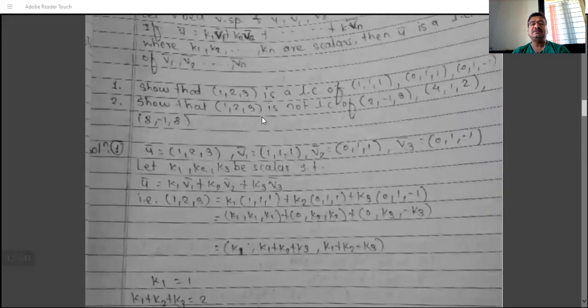And if the system is consistent, then the system has a unique solution or infinitely many solutions. In both cases we say U bar is a linear combination of V1, V2, V3. But if the system is inconsistent, if the system has no solution, that is, K1, K2, K3 that satisfy all three equations simultaneously do not exist, it means U bar is not a linear combination of V1, V2, V3. This happens in the second problem. This does not happen in the first problem.